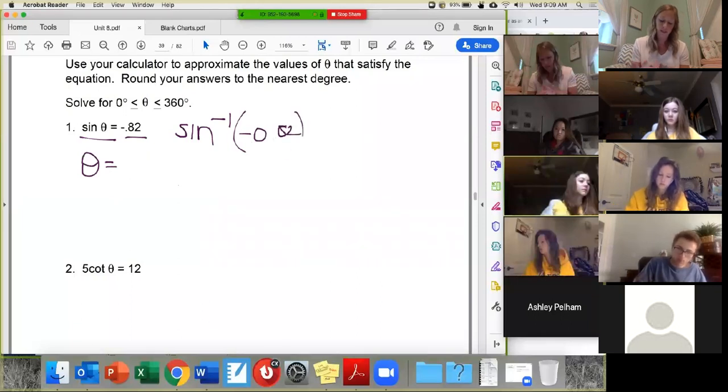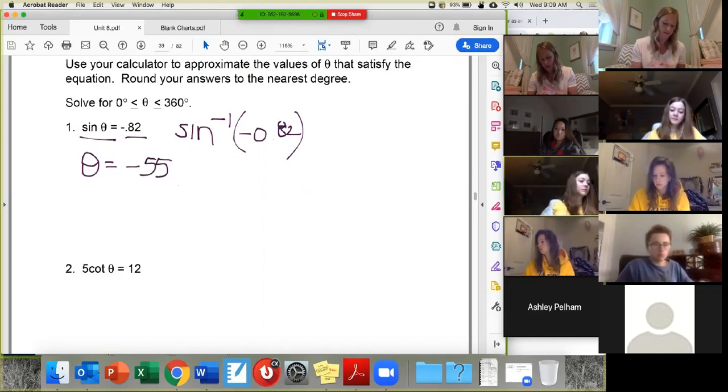This is only going to give me one answer out of my calculator. Okay, so my calculator, anyone else's, gives me negative about 55 degrees, if I'm just going to round to the nearest degree. If you didn't get that, you're probably not in the right mode. So double check that. We're in degrees right now.